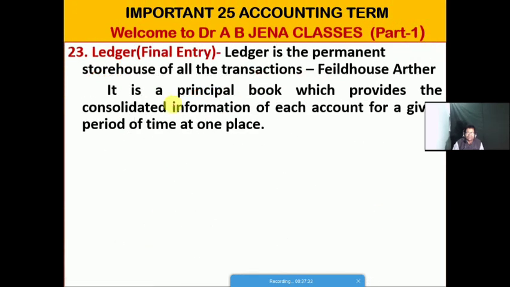So next one is the ledger. What is the meaning of ledger? It's also known as the final entry. So ledger is the permanent storehouse of all the transactions. This definition has been given by Feildhouse Arther. Or it is a principal book which provides the consolidated information of each account for a given period of time at one place. Friends, I have already told you, in a separate video we will discuss what the ledger is. After making the journal entry, then we will go into the ledger. So definitely you will know more and more.